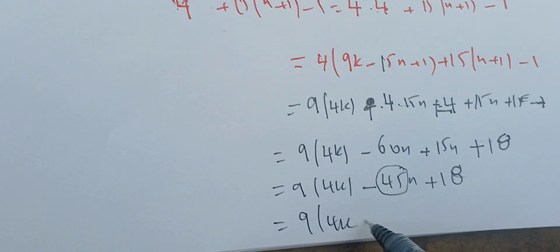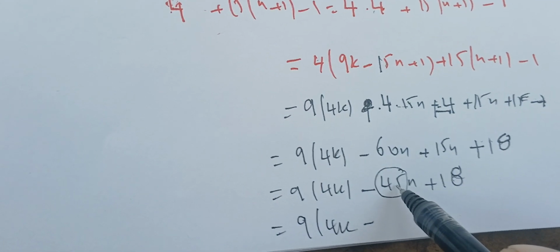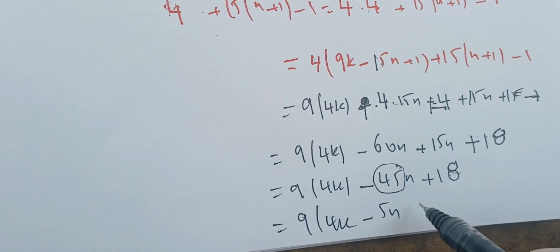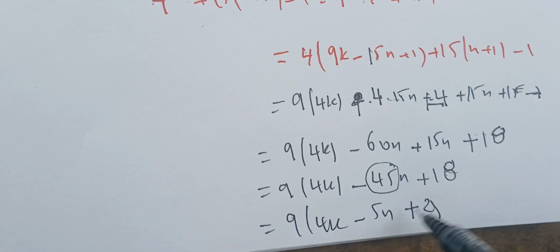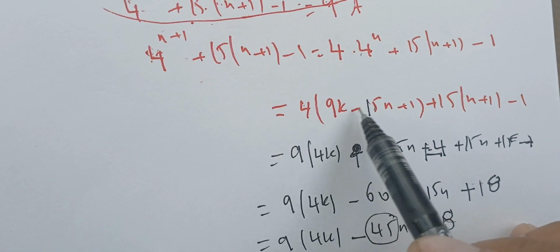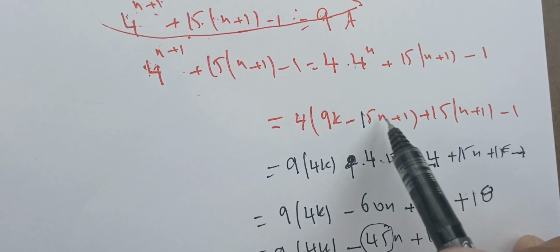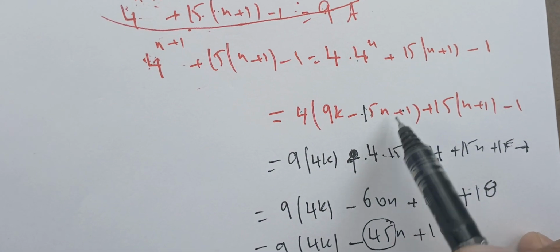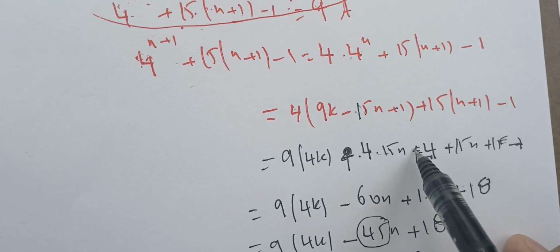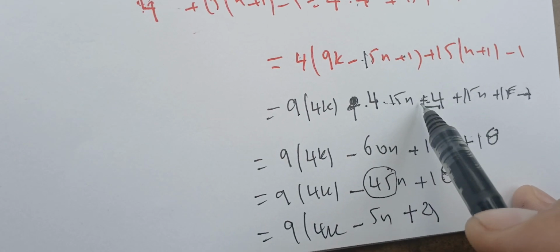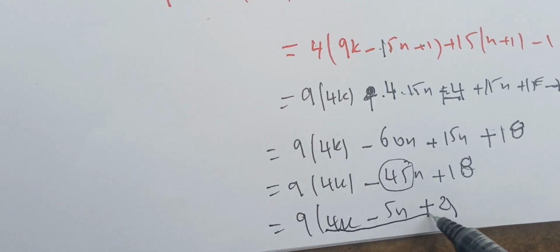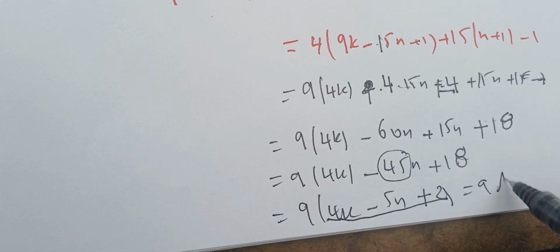9 times (4k - 5n + 2), because 18 is 9 times 2. Note that I made a small mistake here when doing the algebra. This is minus 15 and plus 1, not minus 1. I did minus 1, that's why I had minus 4. It should be plus 4. So this is a small mistake. Now we can call this whole number a, so I have 9 times a.